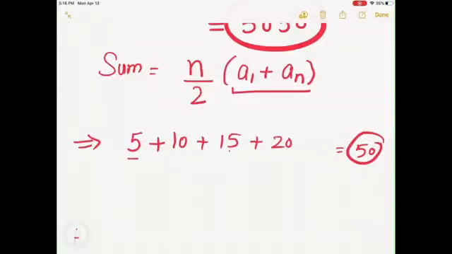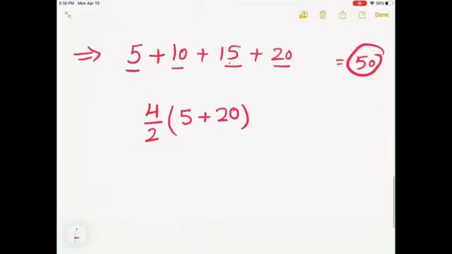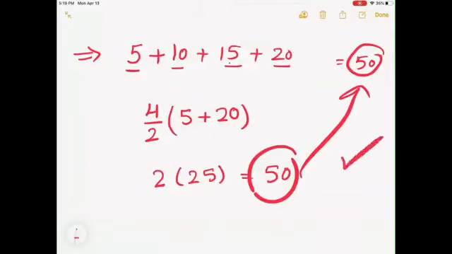Okay, number of terms, I see 4 terms. 4 over 2. If I add my first term, which is 5, to the last term, which is 20. So 4 divided by 2 is 2. So 20 added to 5 is 25. And if I multiply, it makes 50, which is, here you go, confirmed. So that's what the idea is.